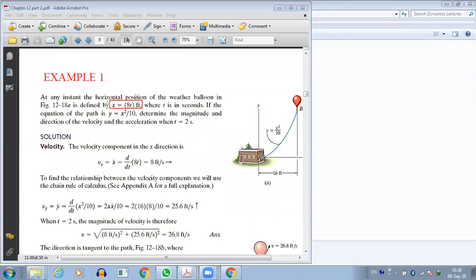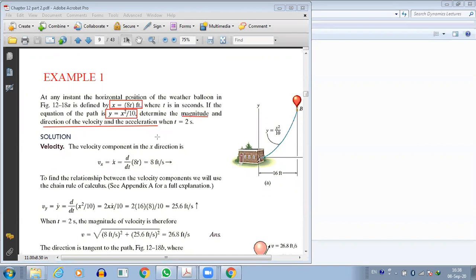If the equation of the path is y equals x squared by 10, determine the magnitude and direction of the velocity and acceleration when t equals 2 seconds. So this is the problem.